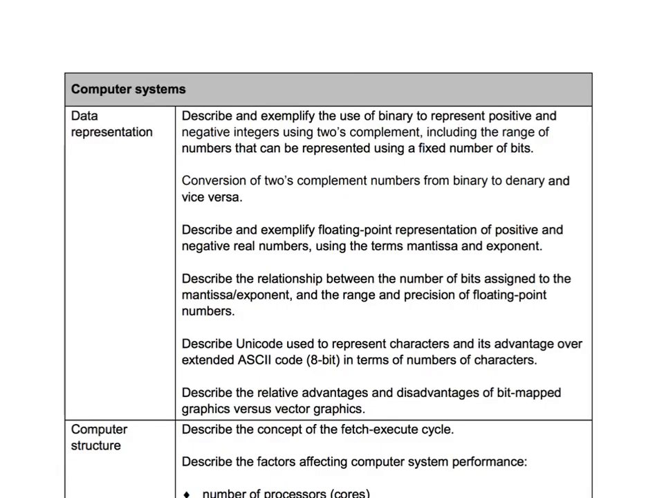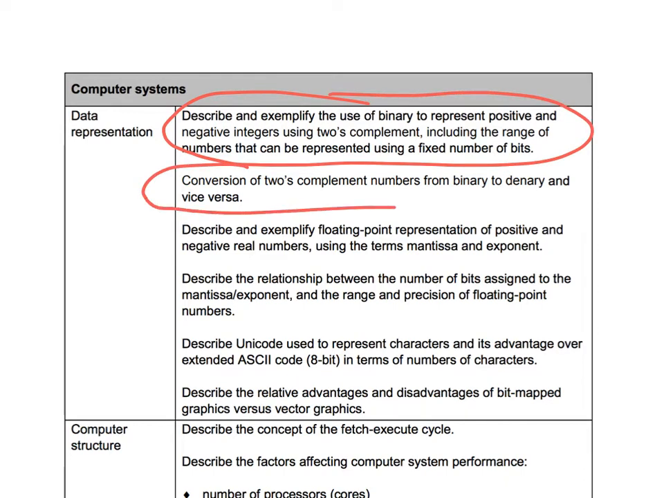This is going to be quite a small lesson, and it's actually just going to cover these two first points in the arrangements under computer systems. So by the end you should be able to describe and exemplify the use of binary to represent positive and negative integers using 2's complement, including the range of numbers that can be represented using a fixed number of bits.